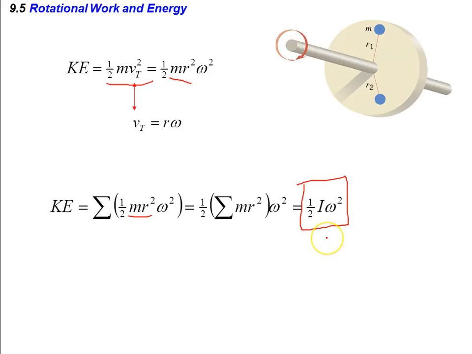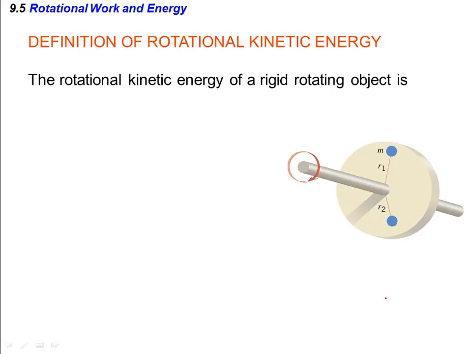Now once again, think back to kinetic energy in a translational sense. It's 1/2 mass times velocity squared. Well, this is 1/2 times rotational mass times rotational velocity squared. So it's the same concept. We just have to translate into the angular sense. So the definition of kinetic energy is that the rotational kinetic energy of a rigid rotating object is 1/2 I omega squared.